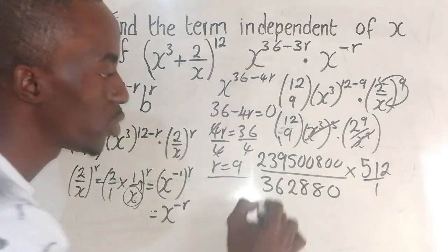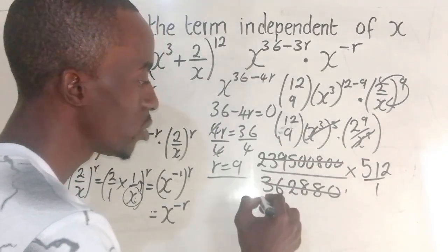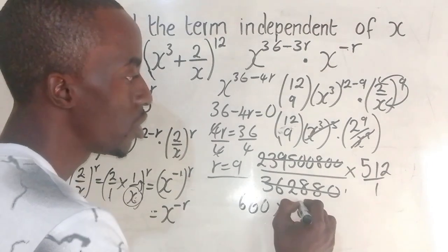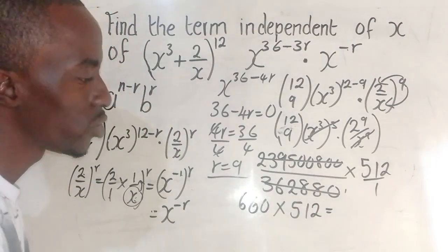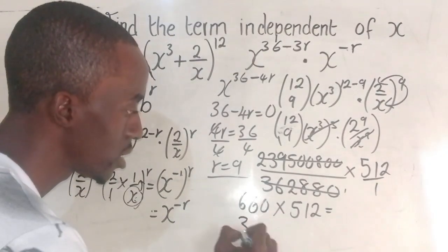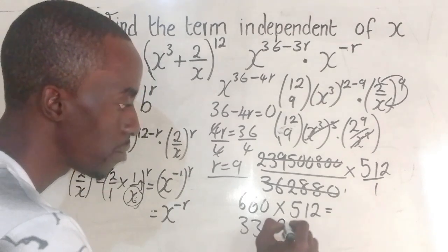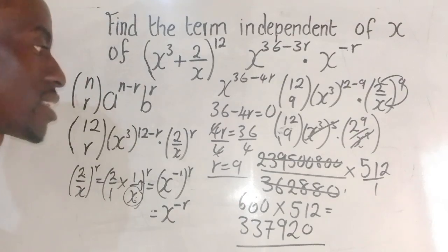Okay, you have seen? So you can now divide this here, and this is going to give me 660 multiplied by 512 there. You have seen? So now you multiply this times this one, you are going to get this, which is the answer there. So you multiply those numbers on your calculator, then you get this answer.